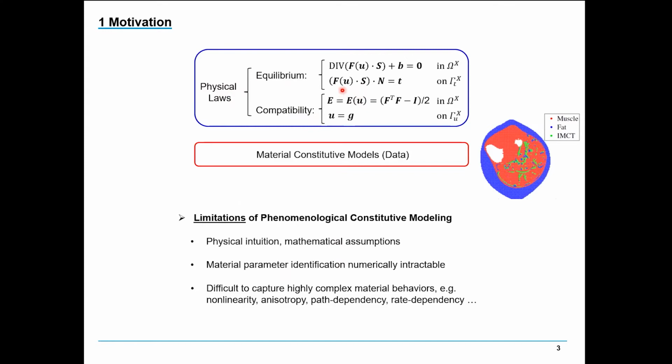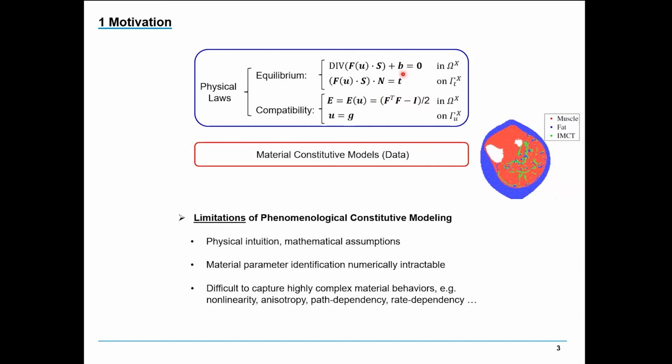And let me define the notation here. The F here is the deformation gradient, S is the second Piola-Kirchhoff stress, and E is the Green-Lagrangian strain, U is the displacement, and N is the normal to the boundary of the domain. And T is the traction on the traction boundary, and G is the prescribed displacement. And B here is the body force of the domain.